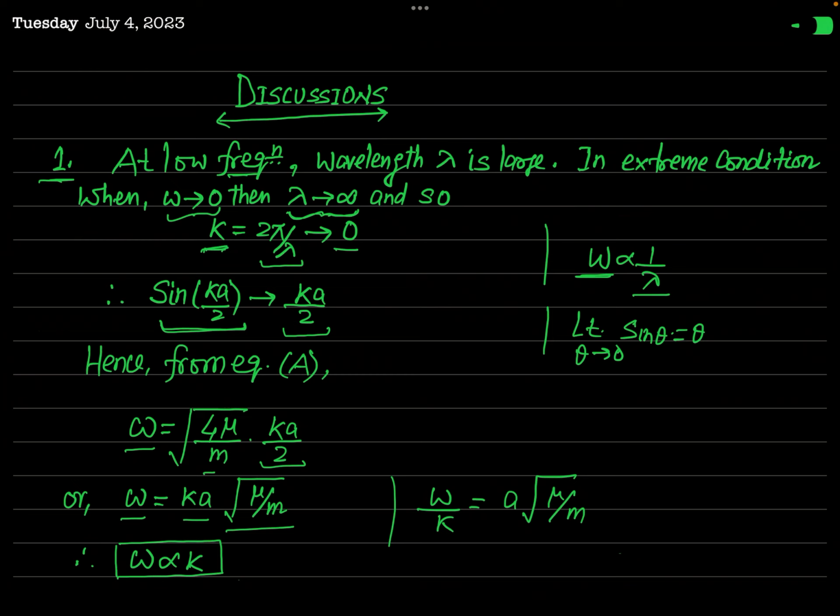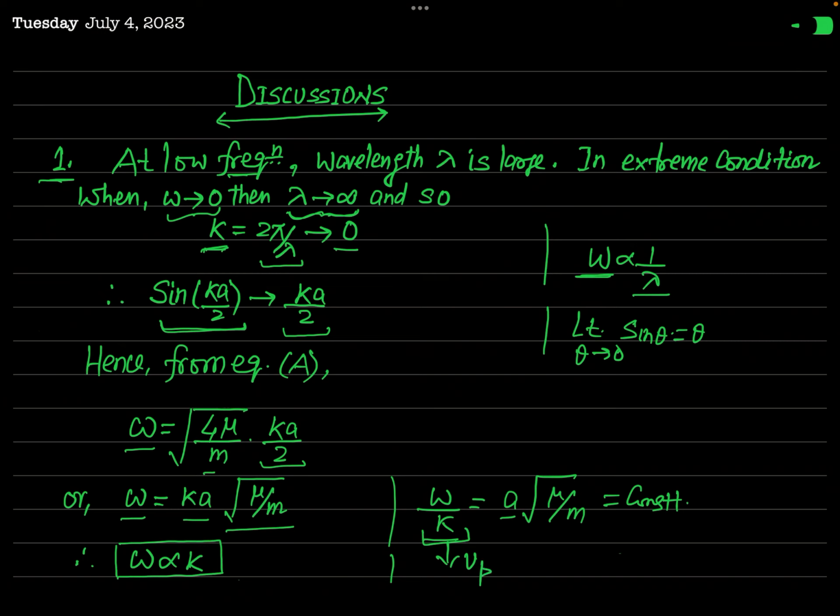For a given lattice, a is constant and mu over m is a constant factor, so this is constant. So what happens here? You can see that in this extreme condition, when the frequency of vibration is very small and the wavelength is very large, omega over k remains constant. But what is this omega over k? You definitely have an idea. This omega over k is the phase velocity of the wave. This is called the phase velocity Vp.